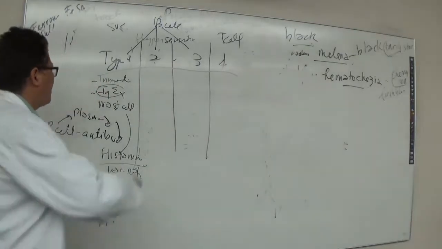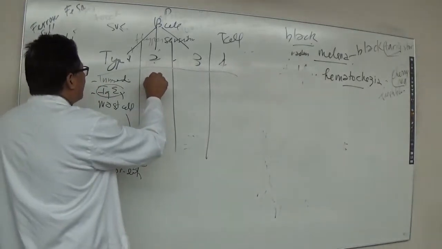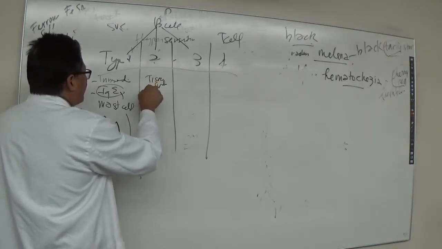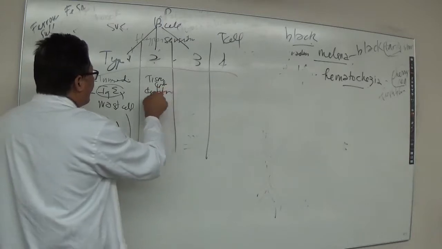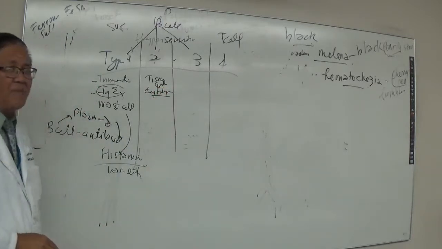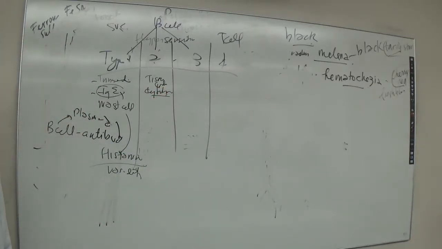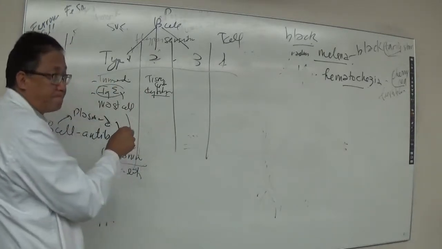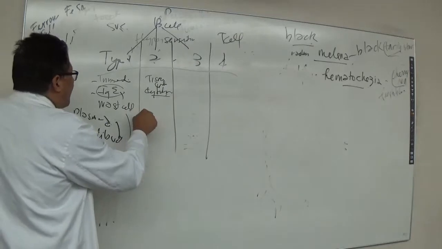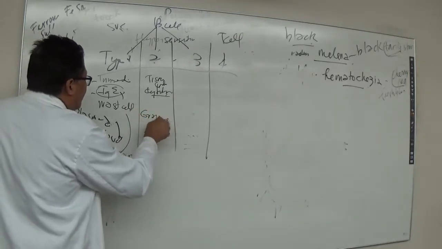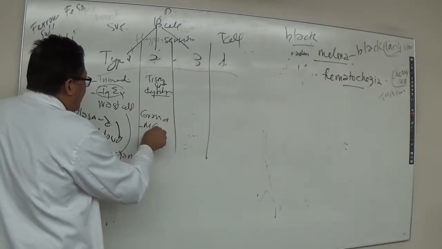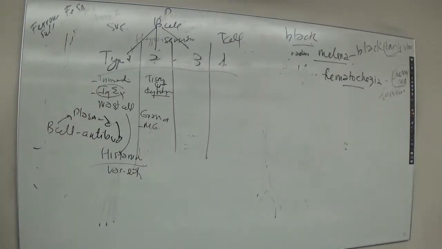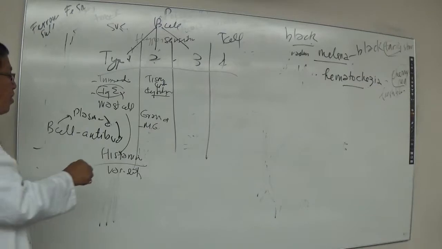What about type 2? What's another name for this? Tissue specific and cyto what? Cytotoxic, cytolytic type of hypersensitivity. What was the example given here? Can anybody tell me? Graves' disease, what else? Myasthenia gravis, right? Okay. And then what else? You have hemolytic disease of the newborn.